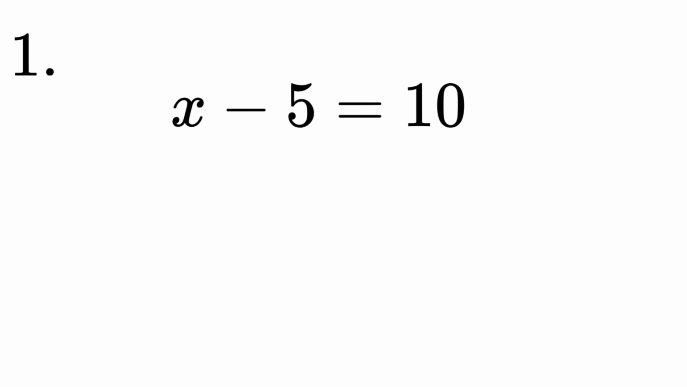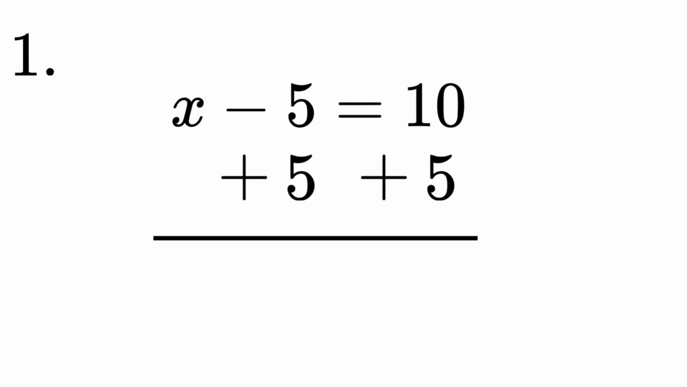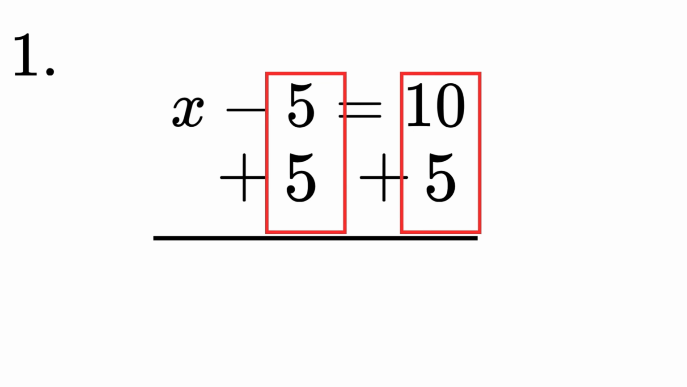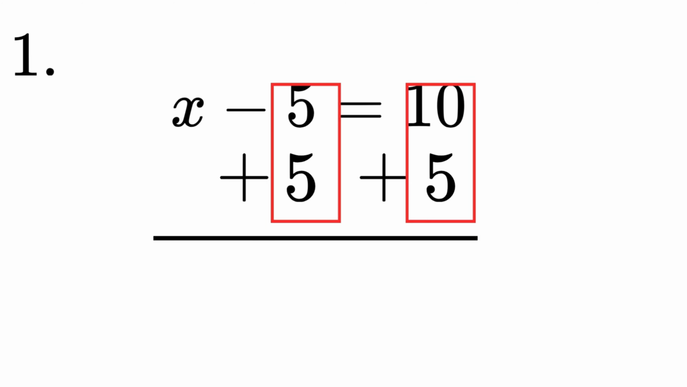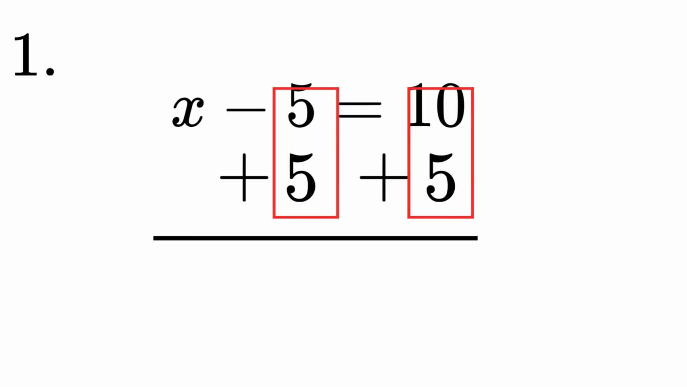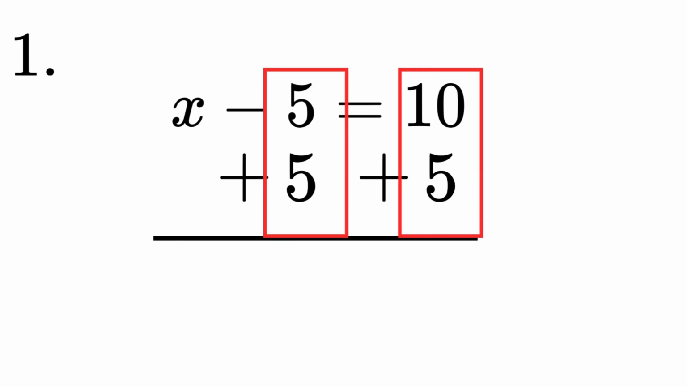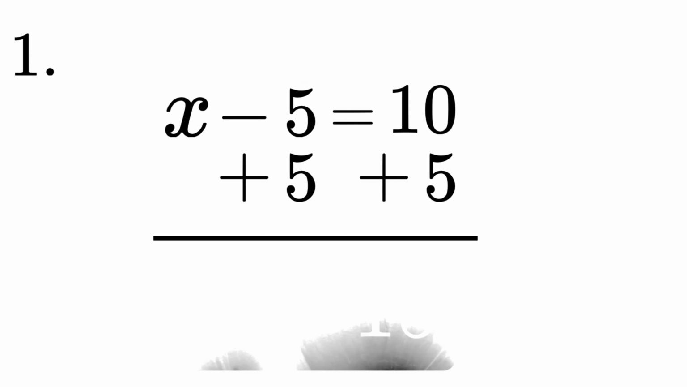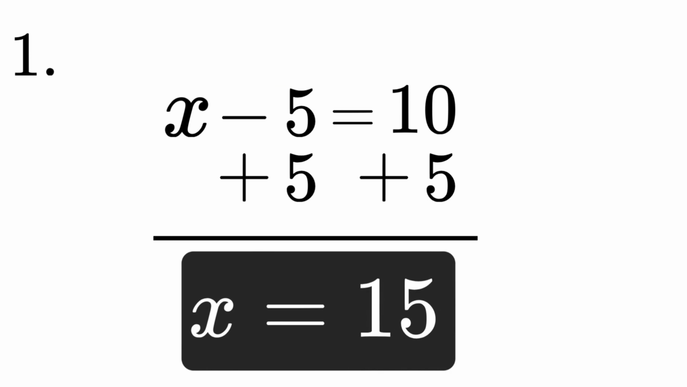Let's see the next question. Say the question is x minus 5 equals 10. Again, to isolate x, we do the opposite of subtraction. So adding 5 on both sides of the equation. So 10 plus 5, that gives you 15. So the value of x is 15. That's the answer. Let's see the next question.